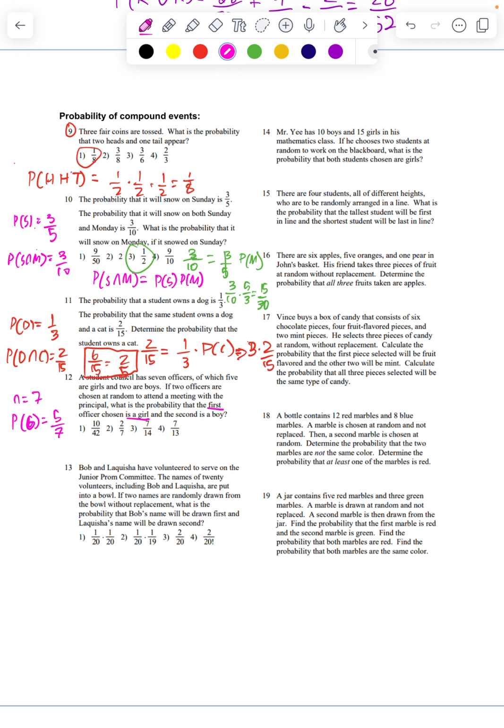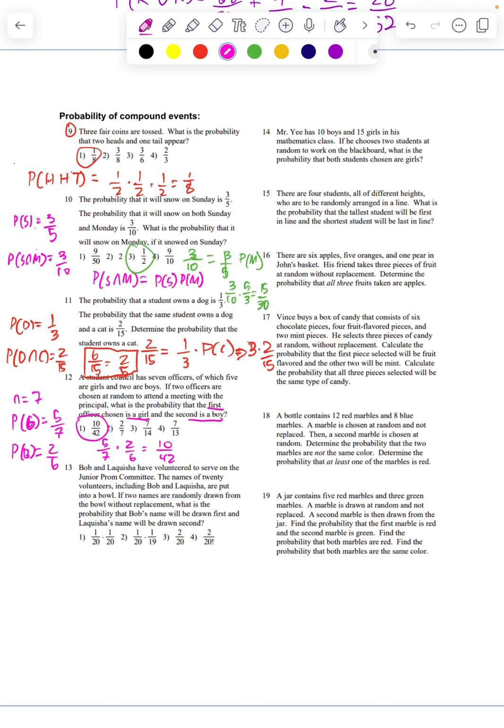How many people are remaining after we send one of the girls? There are only 6 people remaining here, and the second one has to be a boy. So out of those 6 people, how many are boys? 2 of them are boys. So again, we multiply here: 5 out of 7 times 2 out of 6, which is going to be 10 out of 42, which is this number right here.